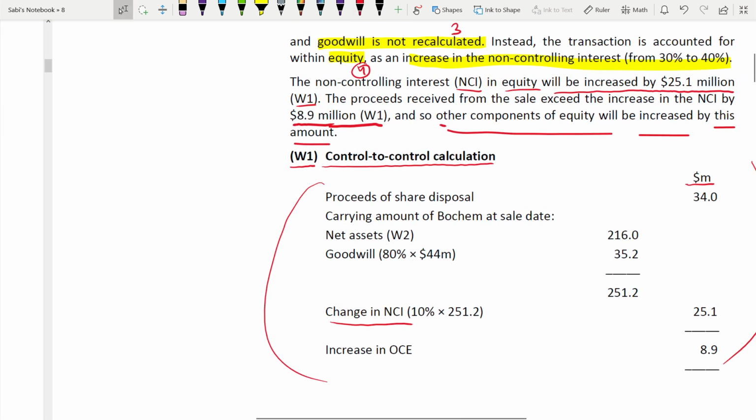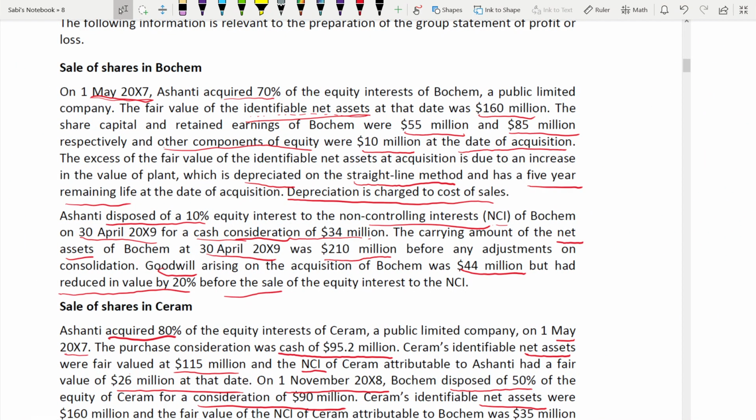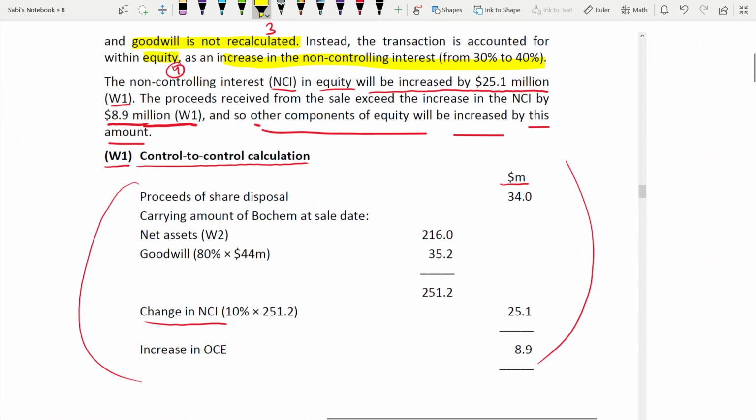Let us go to the proceeds. You have sold that one for 34 million. Let me highlight it. 34 million. Now let us go to the net assets. For net assets, there is a separate working too. So we'll leave net assets for the time being. Let us go to the goodwill. Goodwill is 80% of 44 million. Already goodwill has been calculated. You just have to take 80%. Why 80%?